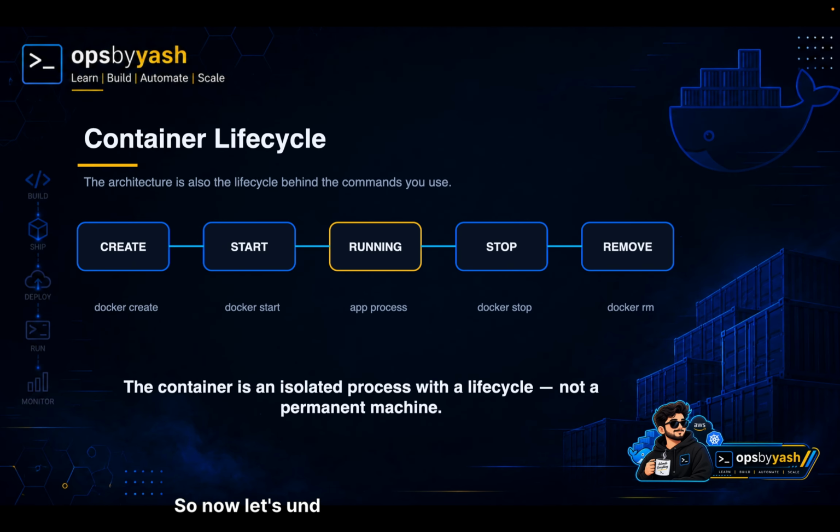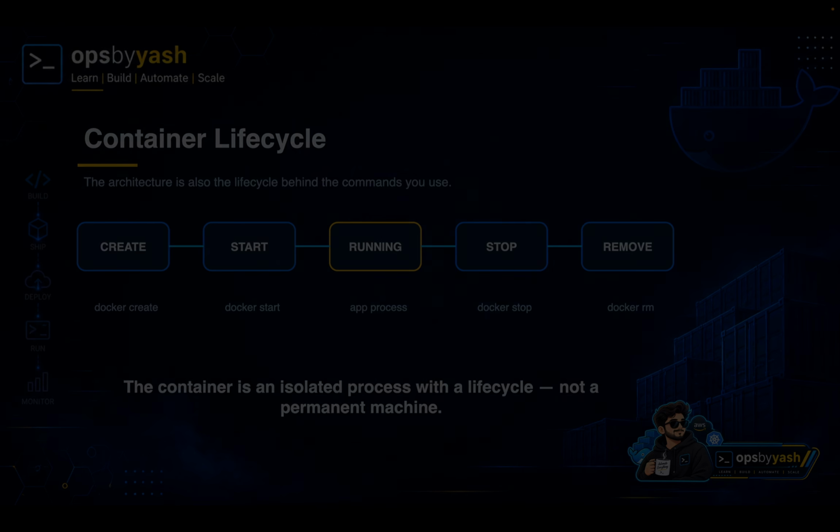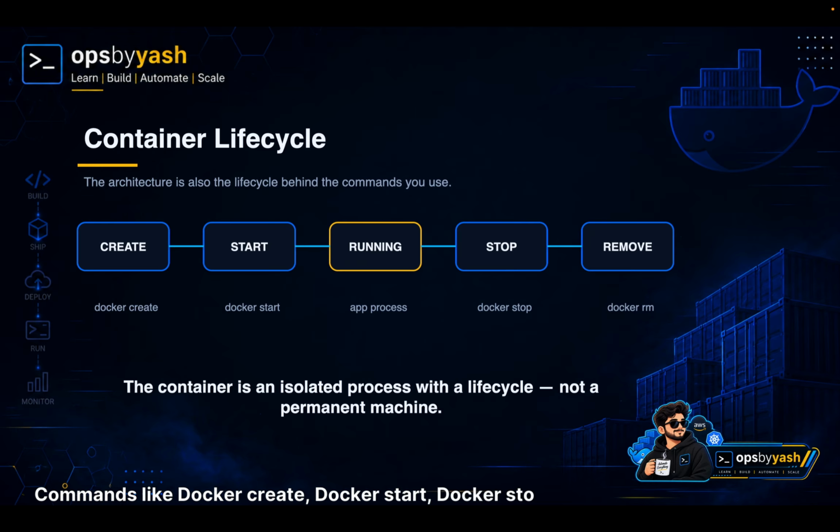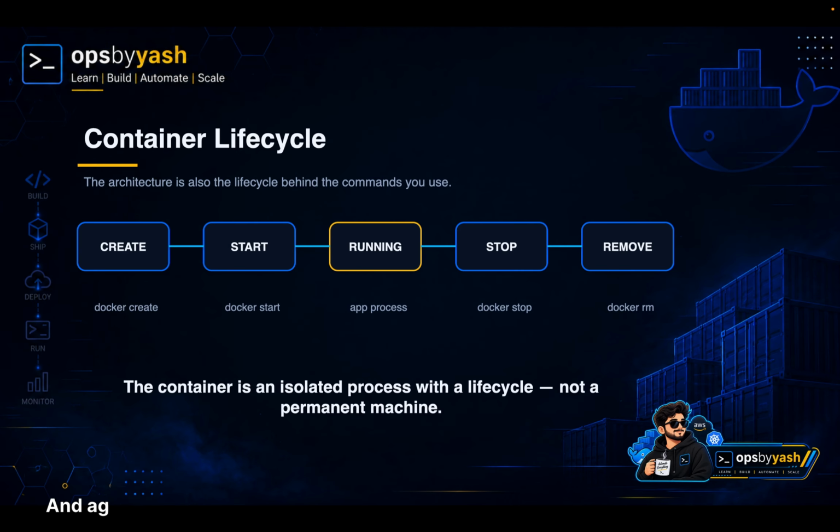So now let's understand the container lifecycle. We can create a container, start it, it enters the running state, stop it, and eventually remove it. Commands like docker create, docker start, docker stop, and docker rm interact with that lifecycle. And again, a container isn't a permanent machine sitting around forever. It's an isolated process environment with a lifecycle.